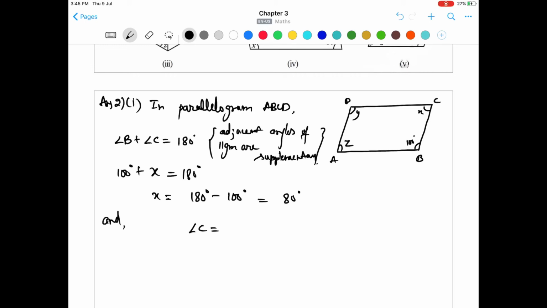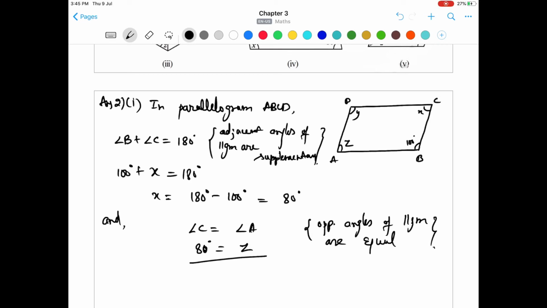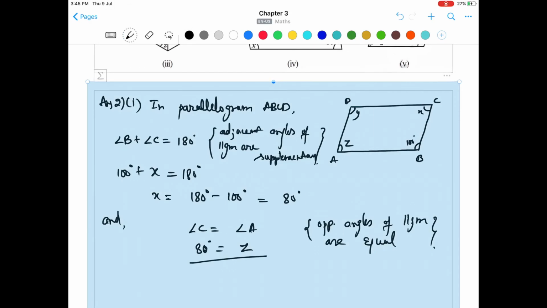Now we have angle C equals angle A. Why? The reason for this one is opposite angles of a parallelogram are equal. So write opposite angles of a parallelogram are equal. So angle C is x, which we have already calculated as 80 degree, and angle A is z. So z is equal to 80 degree.